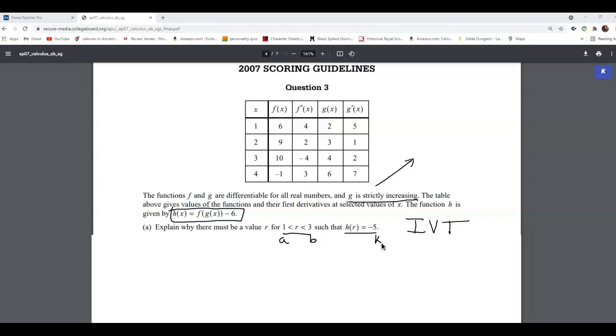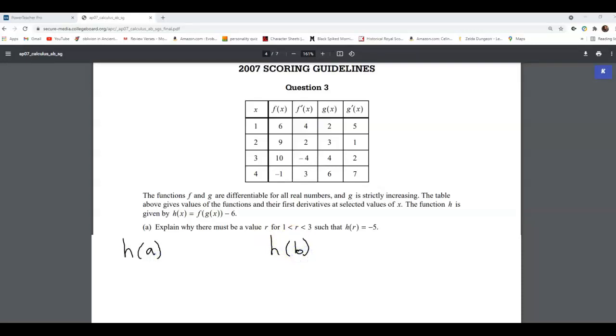The next thing that we want to do is find h of A, and we also want to find h of B. In this case, my A is 1 and my B is 3. Now, you don't have to write these letters, and in fact, I wouldn't on your FRQ, because anytime you write a new letter on your FRQ, you have to tell them what those things are. So I would just start by writing h of 1 and h of 3. I'm just writing it to connect it to what we learned in class.